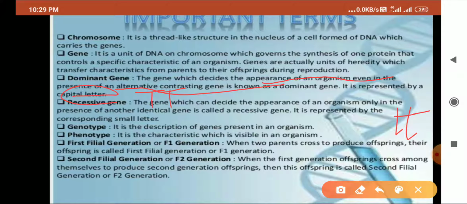Then we have the term phenotype. Phenotype is the external morphology of an organism, its external appearance. Then we have the first filial generation, F1 generation. When two parents are crossed together, they produce offsprings, and these offsprings are called the F1 generation. The second filial generation: when the first filial generation cross among themselves to produce the next generation, this is the second filial generation.